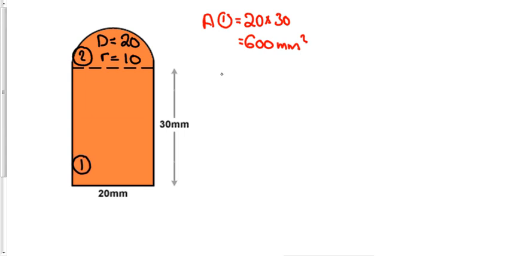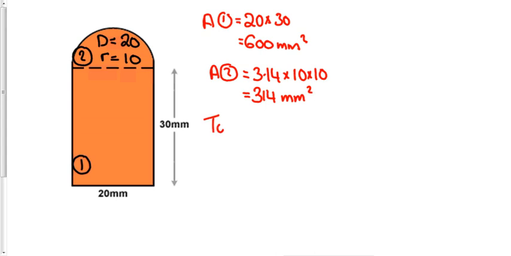square millimetres. Area number 2, so that relies on us using the formula pi r squared. So 3.14 multiplied by the radius of 10 multiplied by the radius of 10 again. So what I'm doing is moving all of my digits over to the left once to multiply by 10, and then moving over to the left once again to multiply by the second 10. So that's going to give us 314 millimetres squared.